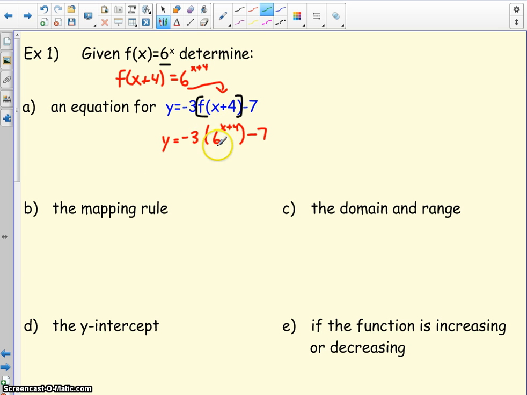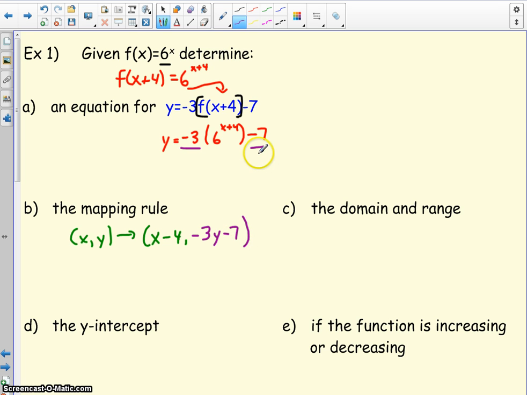In the equation, we're looking at what's happened to x. It's x plus 4. So in our mapping rule, it's going to be x minus 4. Now outside my parent function here, I'm multiplying by negative 3, and then I'm subtracting 7, so I'm going to have negative 3y minus 7.